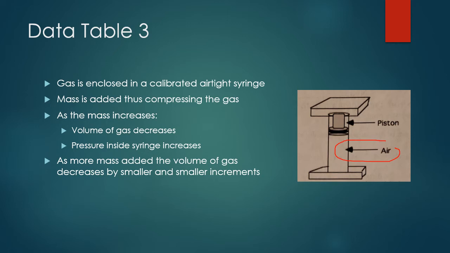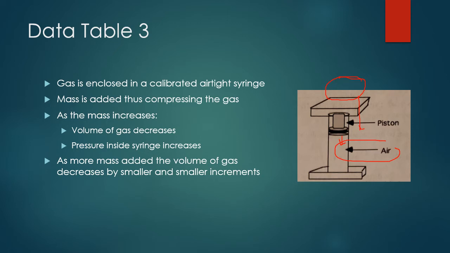What we do in this experiment is we're going to be adding weight to the top of this platform here. When we add weight to the top of this platform, it is going to compress the gas. So what's going to happen is we add weight, and the syringe with that added pressure is going to move downward, compressing the air that is trapped in that syringe.